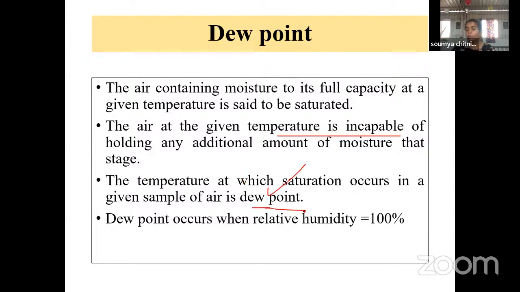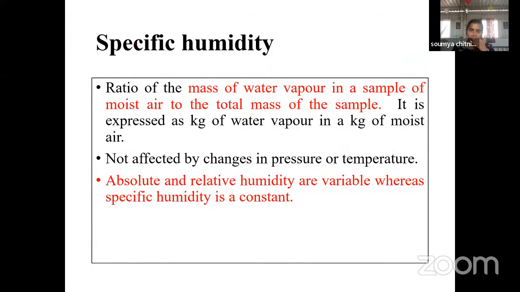So this is the point where cloud formation occurs, where condensation occurs, and where precipitation also we can expect. So when exactly will this dew point be there? Obviously when relative humidity is 100%, that is the temperature at which we can say the dew point is there, it has achieved dew point. All right. And next is the specific humidity.